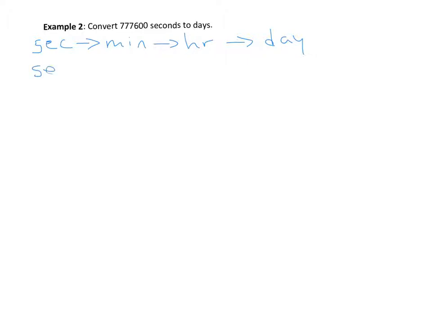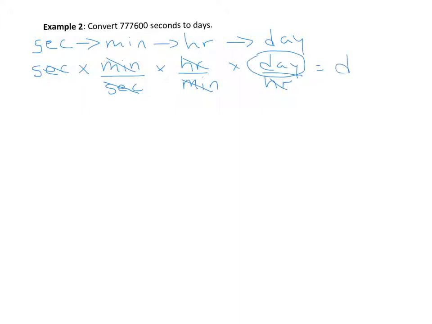So I'm going to start with my seconds. I'm going to multiply by minutes per second because I want to get rid of the seconds. The beginning is in the numerator. I want it in the denominator in the second one so that they cancel out. Times hours per minute, times days per hour. And then the hours will cancel out, and I'll be left with my answer because now I'm only left with days.